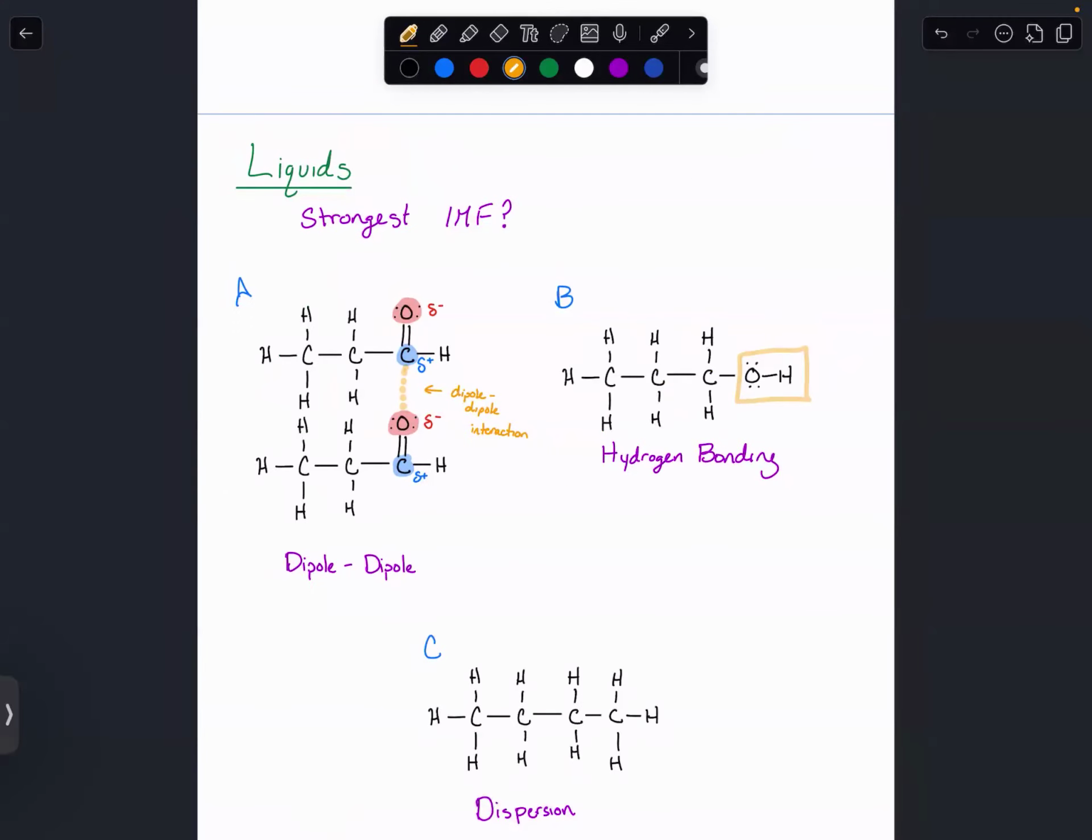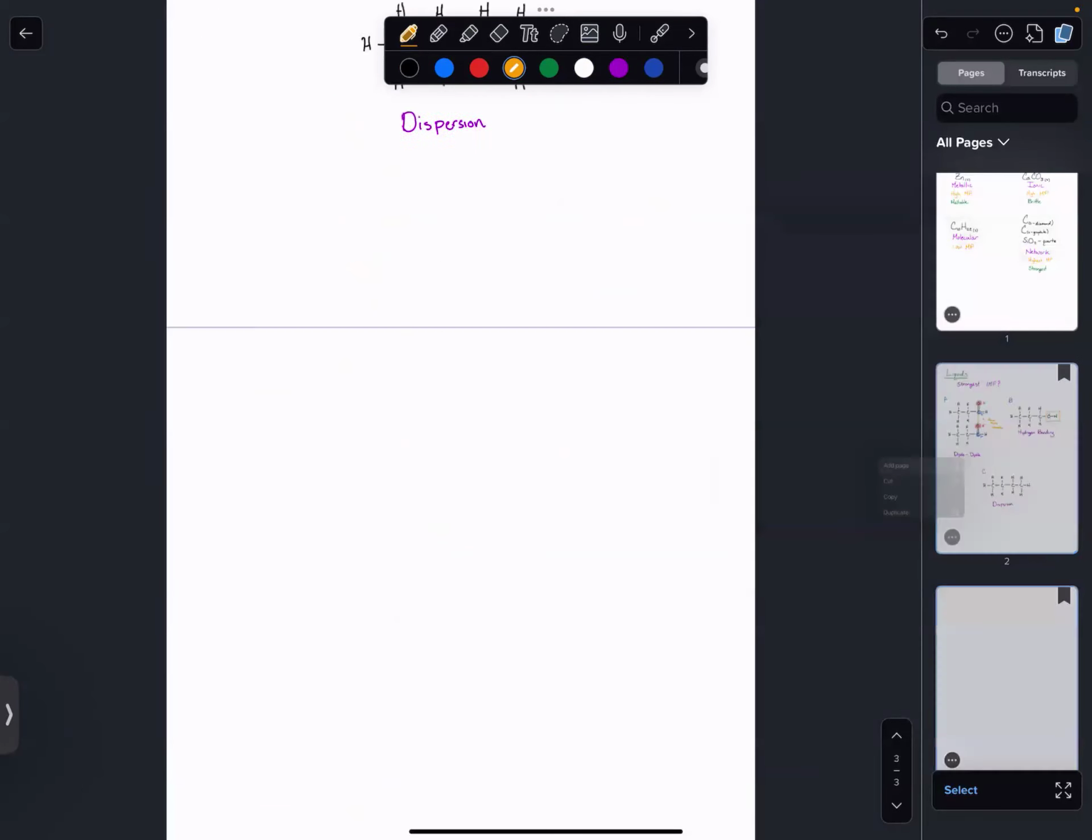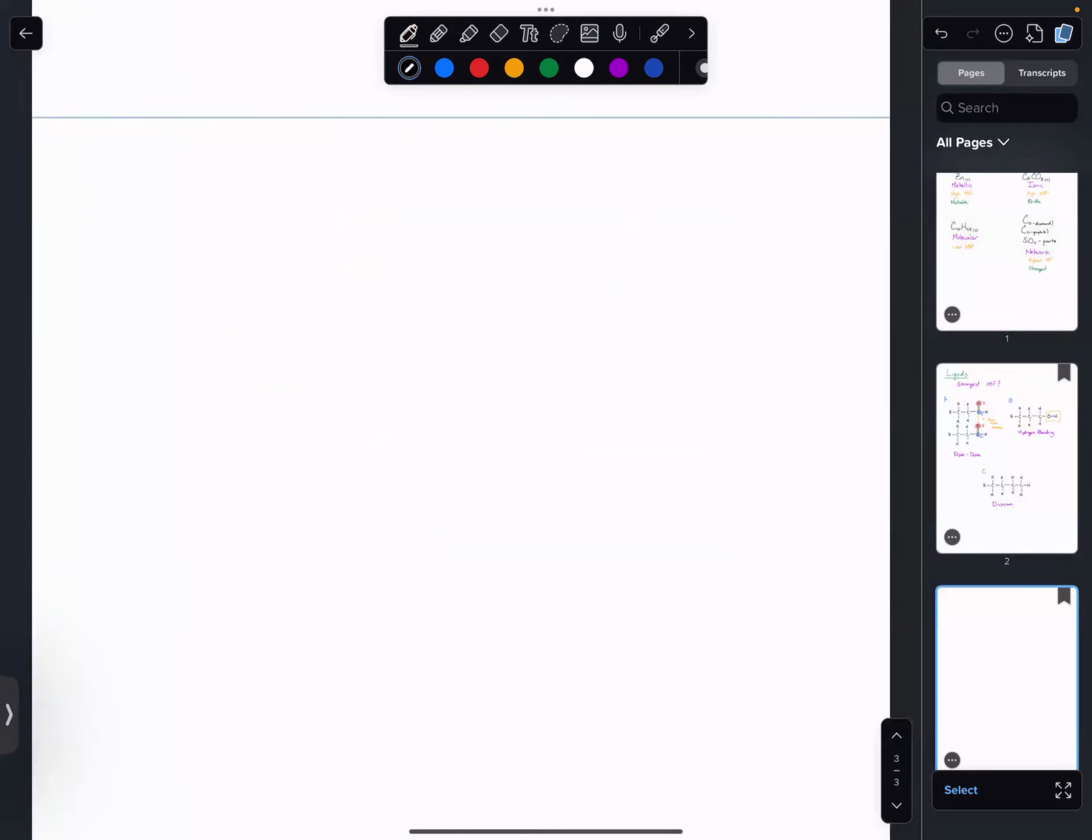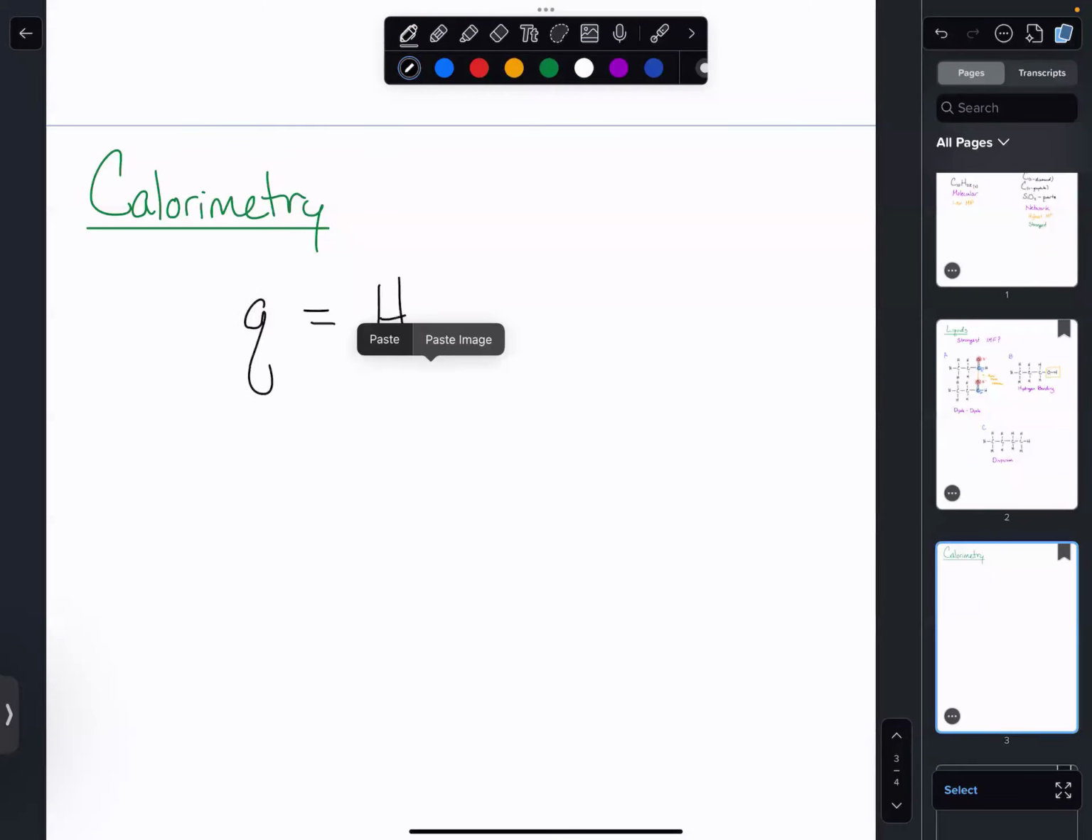So one of the other things that we covered at the very beginning was calorimetry. All right, so we were introduced to this equation. Q equals HC times M times delta T. Go through and label the variables in this equation for me. What is what here?